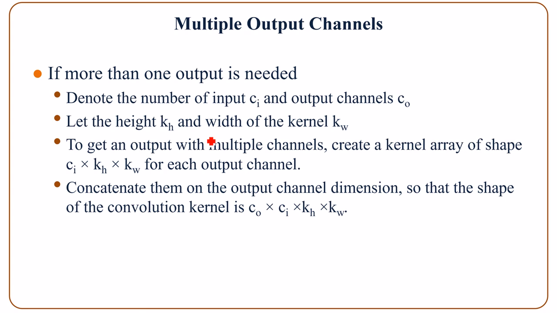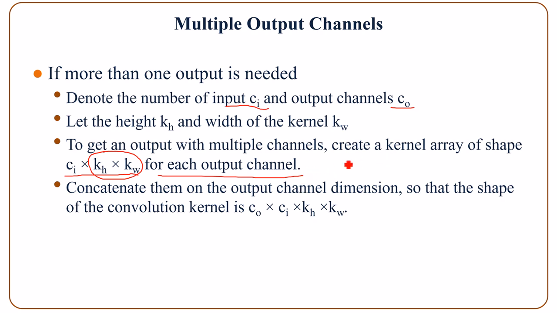What if we also need multiple output channels? We denote the number of input channels Ci, I is for input, and the number of output channels Co, O is for output. Then we have a kernel of size Ci by kh by kw. This is the shape of the kernel, and more exactly one channel of the kernel. So up to here it is just like what you have seen in the previous slide.